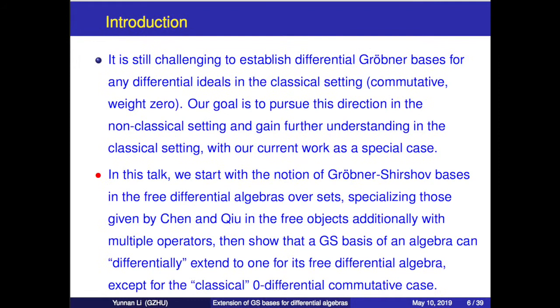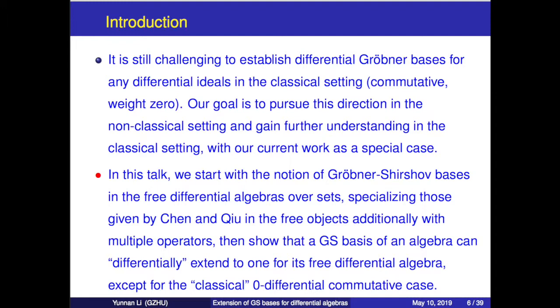In this talk, we start with the notion of Grobner-Shirshov basis in the free differential algebras over sets. Then we show that the Grobner-Shirshov basis of an algebra can indeed be extended to one for its free differential algebra, except for the classical case, that is, the differential commutative case of weight zero. So we suggest that the GS theory in the non-classical setting may be nicer than the classical one.